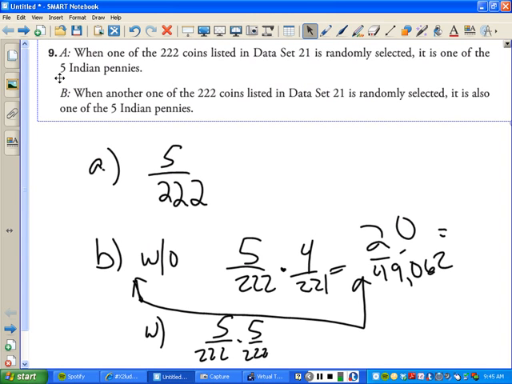No. That's like saying one of the 5 Indian pennies has the date 1819 on it, and you select an Indian penny, what's the probability you get that one? That's 1 out of 5. All right. So that would be without replacement, this is part B for this one. They clearly wanted with replacement.